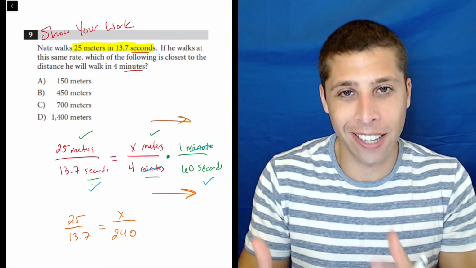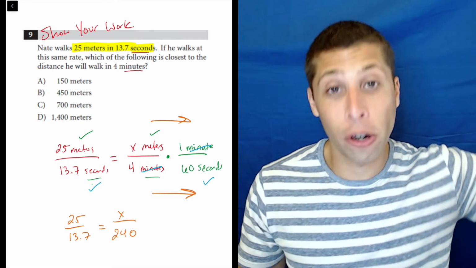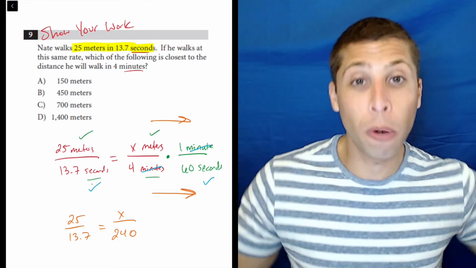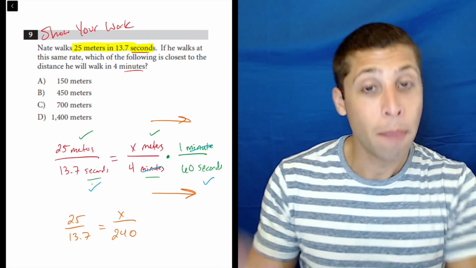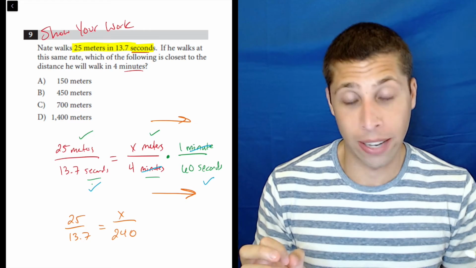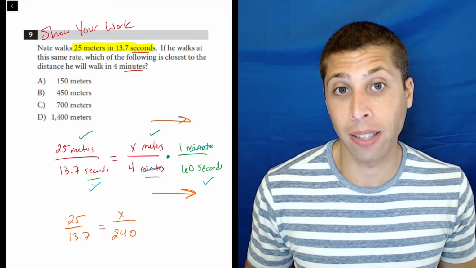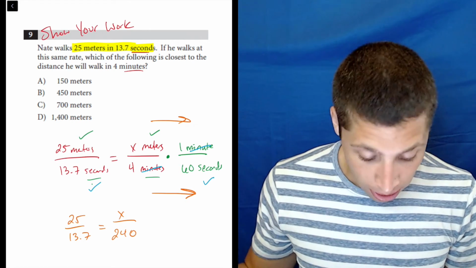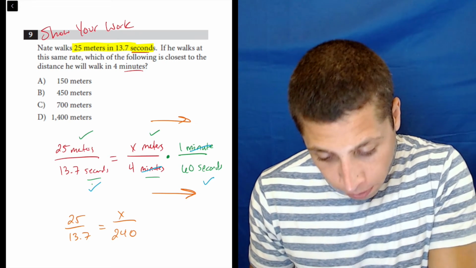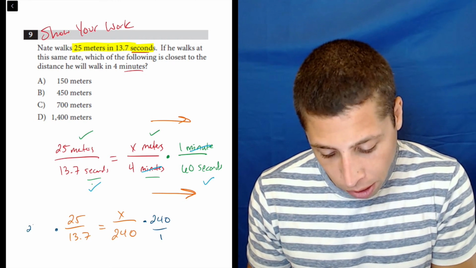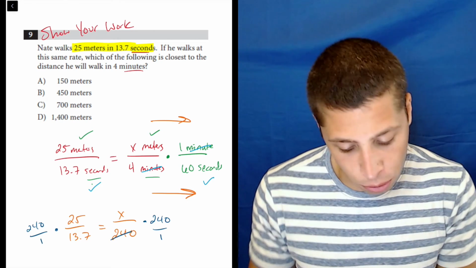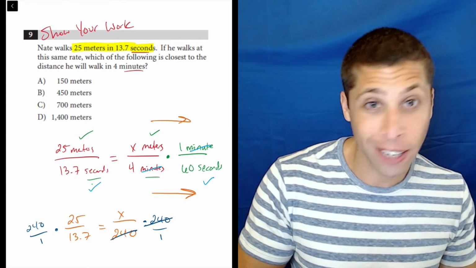But the point is, when these things get harder, when there are more conversions, more steps, this system is still going to work, and it's going to work better because you won't lose track of anything. You'll know you're multiplying the right stuff and dividing the right stuff. And here's where the calculator takes over. I would just say, okay, I want to get X by itself. Let's multiply both sides by 240, and that allows me to cancel out, same way it did before, right?